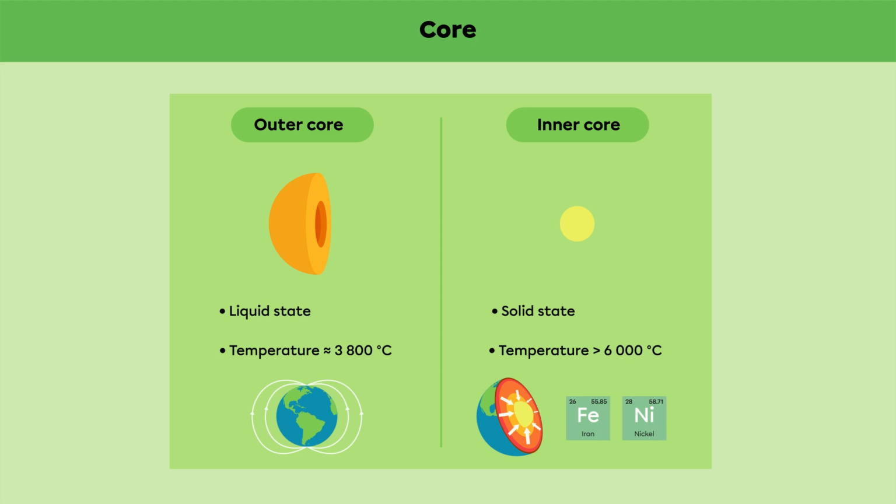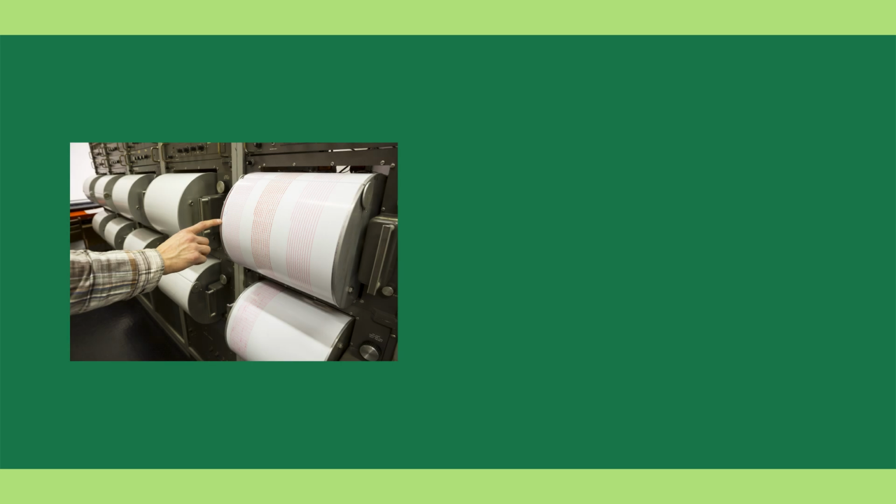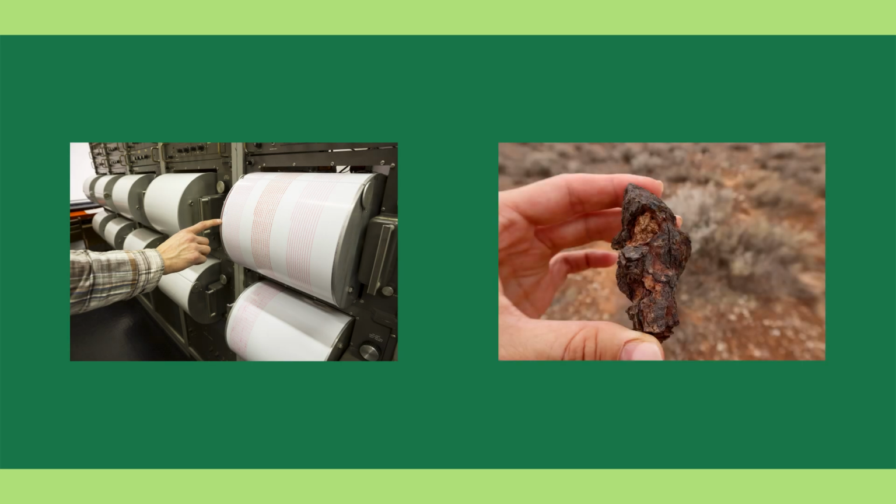How is so much known about the internal structure of the Earth when digging that deep into the ground is impossible? Scientists have mainly studied seismic waves and meteorites to discover the composition, state, temperature, and thickness of the Earth's different layers.